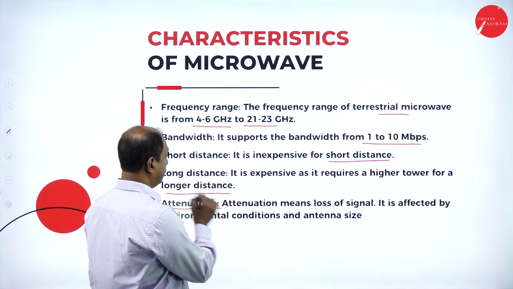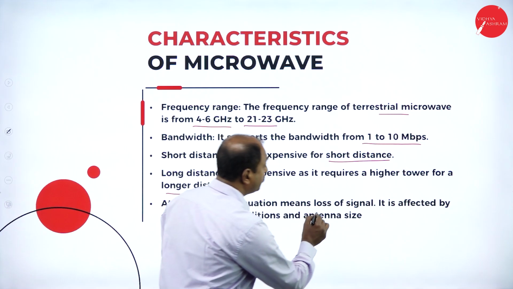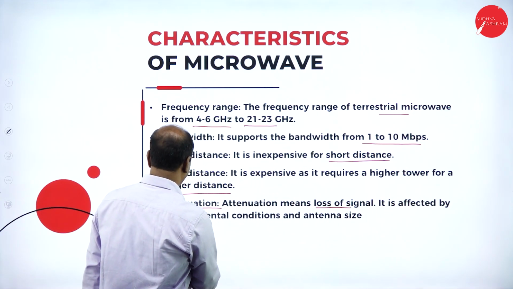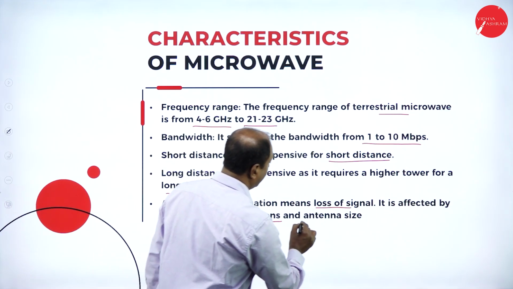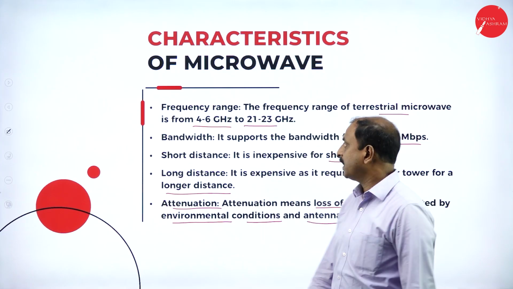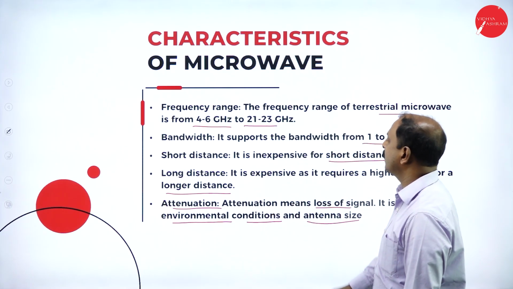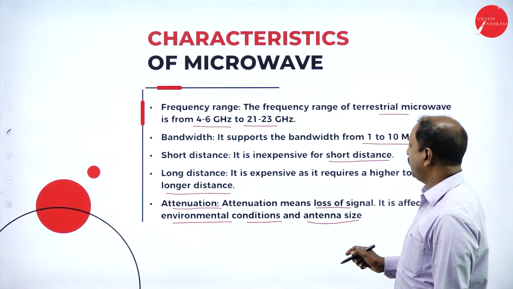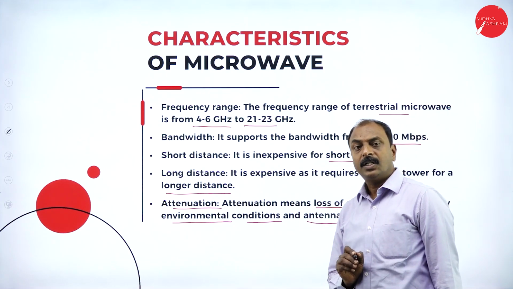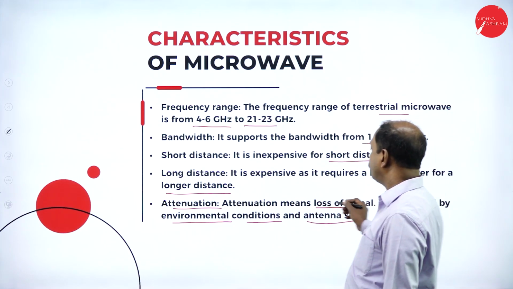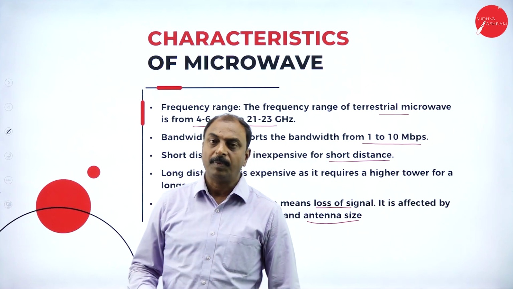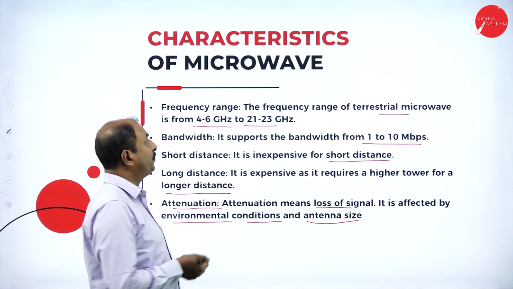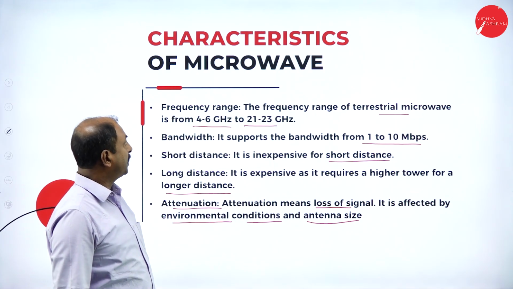And attenuation, the meaning is loss of signal. It is affected by environmental conditions and antenna size. This type of communication is also affected by weather conditions. So if there are poor weather conditions, there are chances of loss of signal, so there might be a problem in communication. These are the features of microwave communication.